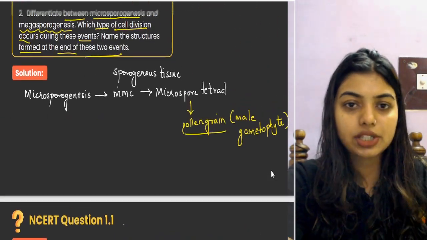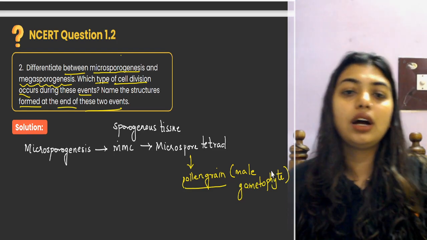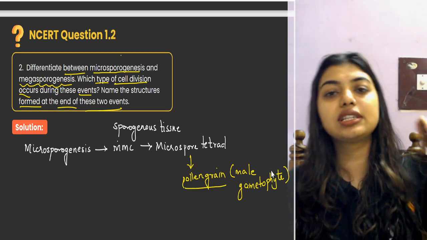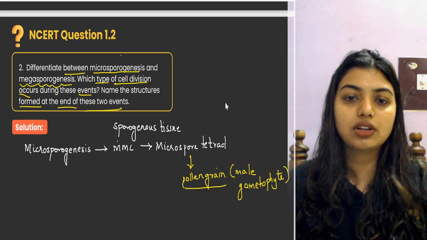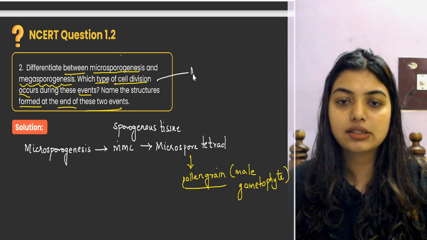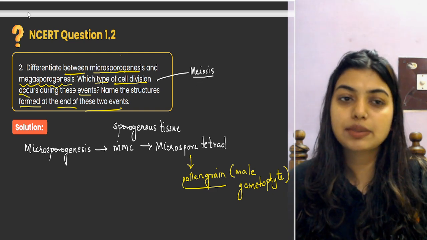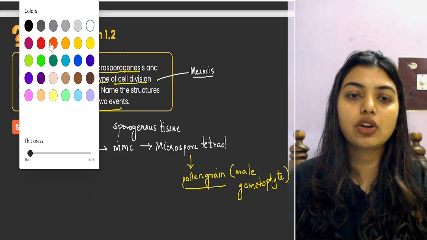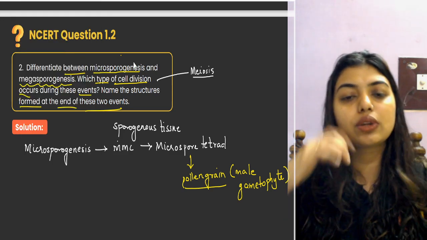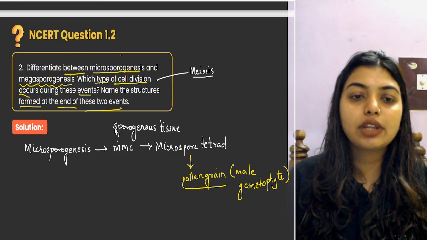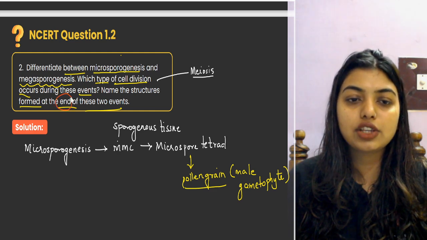Now the next part of the question. Which type of cell division occurs during these events? Meiosis is the cell division that occurs during these events. Okay, meiosis. I'm focusing on explaining you a lot more than writing a lot, so you can write your own answers. Just try to understand. Now name the structures formed at the end of these 2 events.